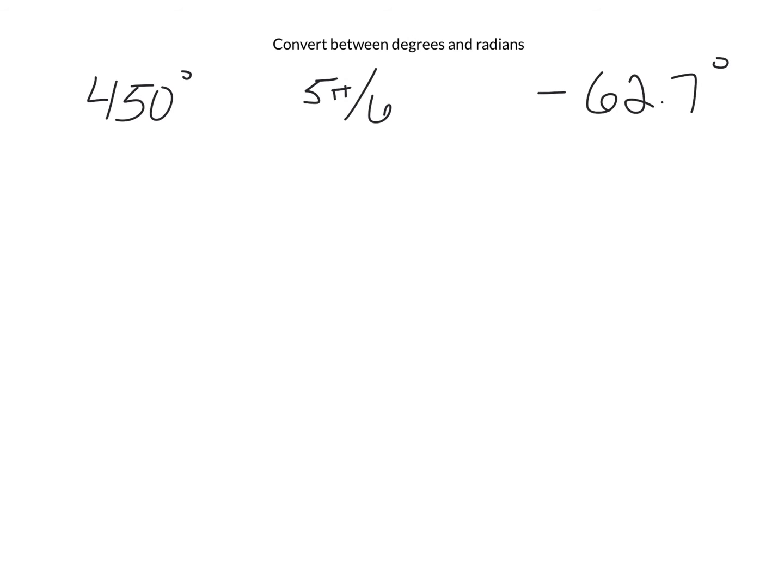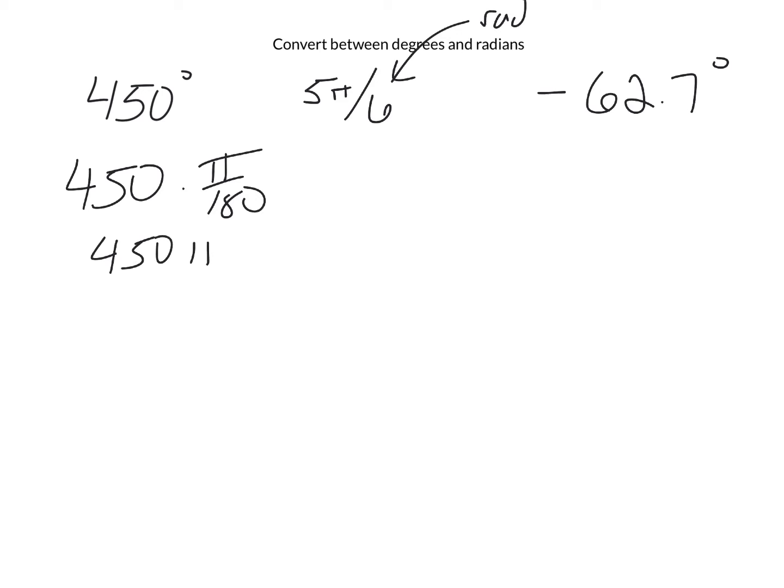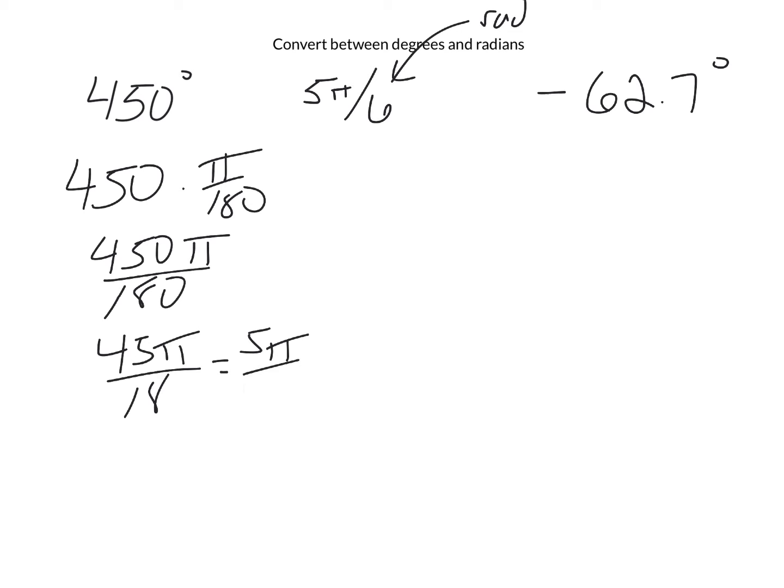All right, we're going to be converting between degrees and radians for all of these. If it's in degrees, I want radians. If it's radians, I want degrees. This is the only one that's in radians. This one right here, that's from radians. Everything else is degrees. So when we have degrees, what we're going to do is multiply degrees by pi over 180. So we have 450 pi over 180. Let's reduce it. I see the 0, so I can go straight to 45 pi over 18. Divide top and bottom by 9. 5 pi over 2.